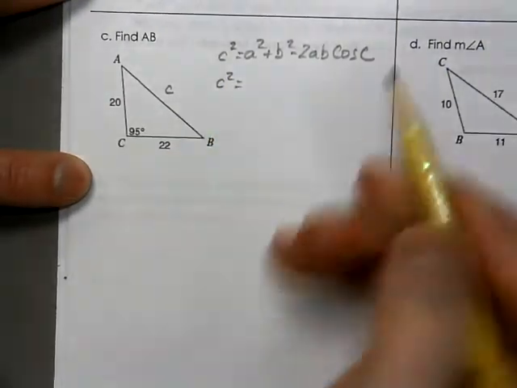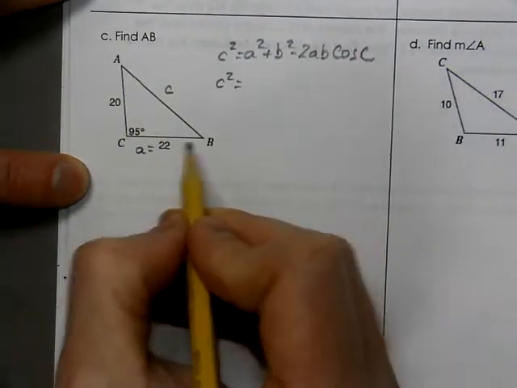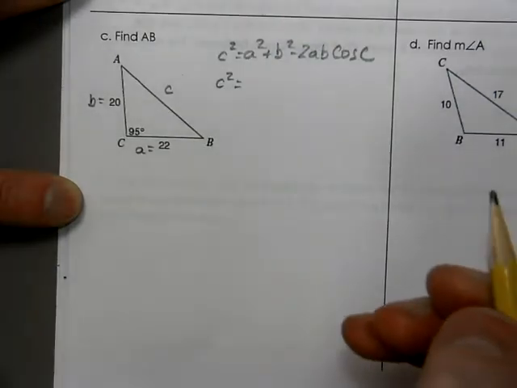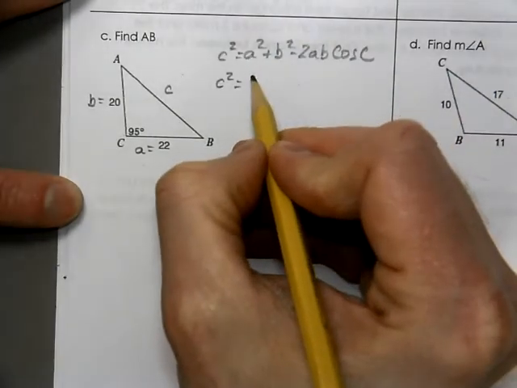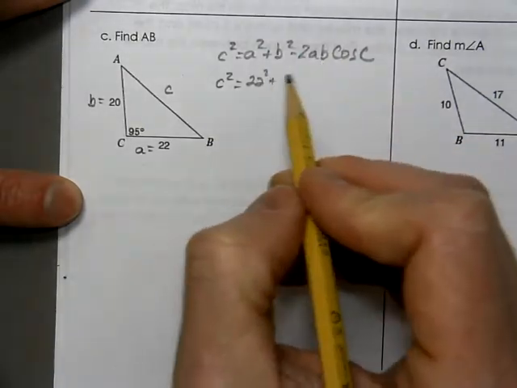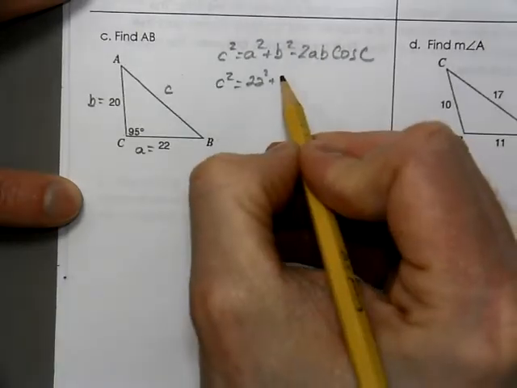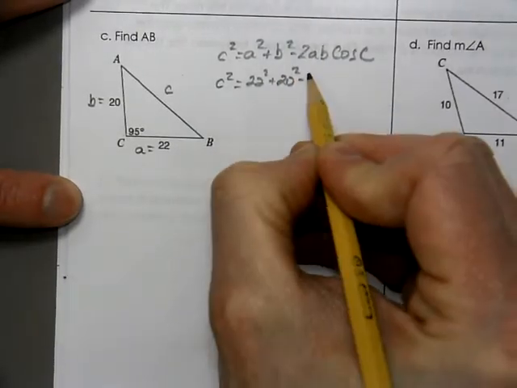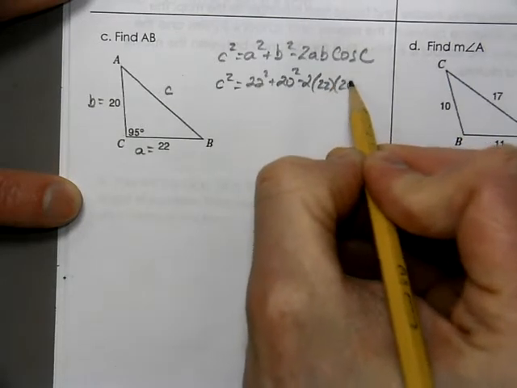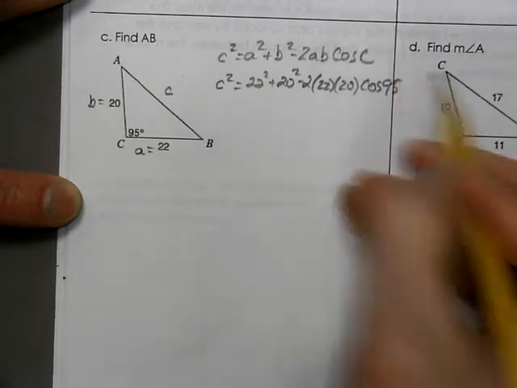C squared. We know that A is across from angle A. Side B is across from angle B. So A is 22, and we're going to square that. B is 20, we're going to square that. 2 times 22 times 20, cosine of 95.